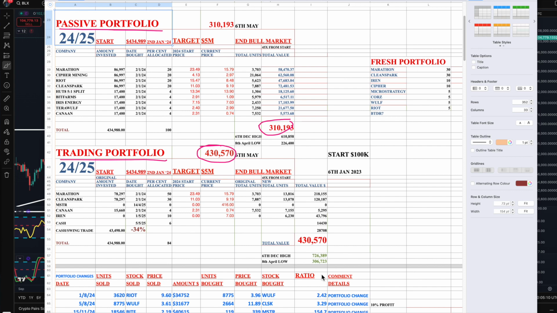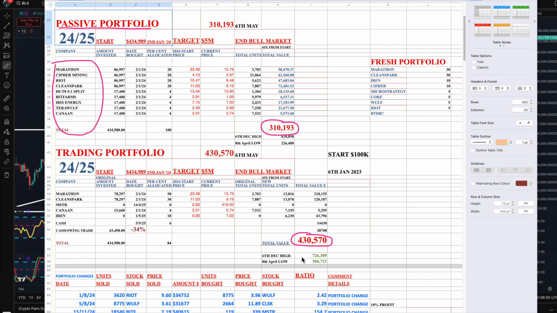And despite having a really torrid time over the last 18 months with the Bitcoin miners, they haven't really produced according to expectations. But despite that, with the trading portfolio especially being up at 430,000, doing some of the ratio trades that we've been doing in the private member section, we're up by over 100,000 from the passive portfolio, which we've left completely untouched from having chosen some of these Bitcoin miners.